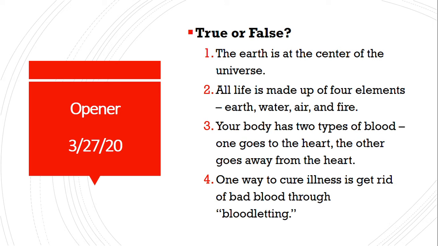The way I would start this class typically would be by asking you if you think these questions are true or false. 1 says the Earth is at the center of the universe. 2 says all life is made up of 4 elements: earth, water, air, and fire. 3 says your body has 2 types of blood. One goes to the heart, the other goes away from the heart. 4 says one way to cure illness is to get rid of bad blood through bloodletting.